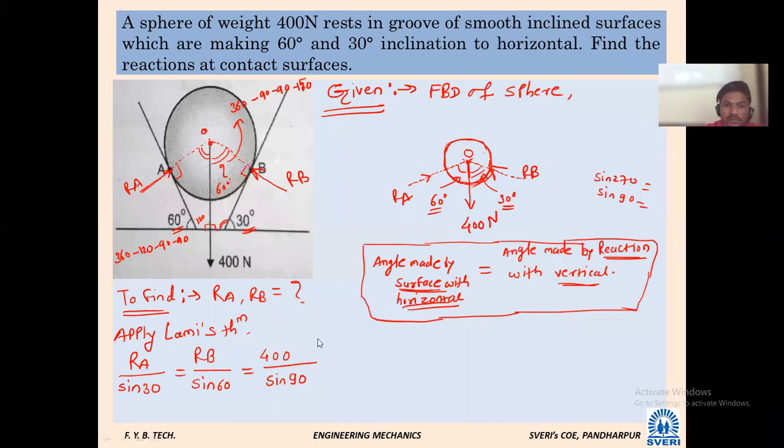So just check. You should take sine 90. This 30 and this, in between that acute angle, minimum angle you have to take 90. So that is the thumb rule. So from this you can calculate now.